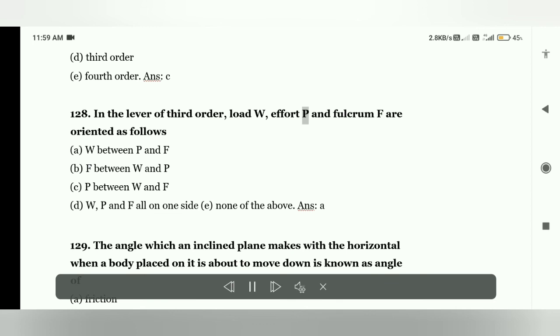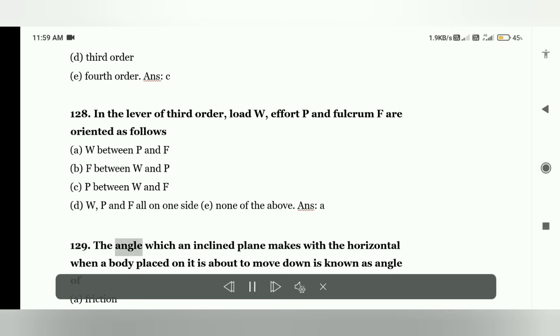Load W, effort P, and fulcrum F are oriented as follows: W between P and F, F between W and P, P between W and F, W, P and F all on one side, E, none of the above. Answer A.